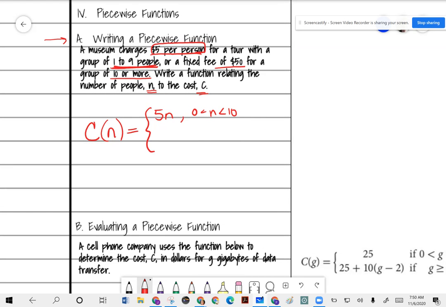So in this case, now we've got what happens when we have n is greater than or equal to 10 people. So what is the cost at that time? So when you've got a fixed fee, that is going to be representative of a constant. So no matter how many people you have, the fee is just going to be $50. All right, so you've got a fixed fee of $50 for a group of 10 or more. So I'm just going to make that color coding to be the proper color. All right, so that would be your piecewise function.